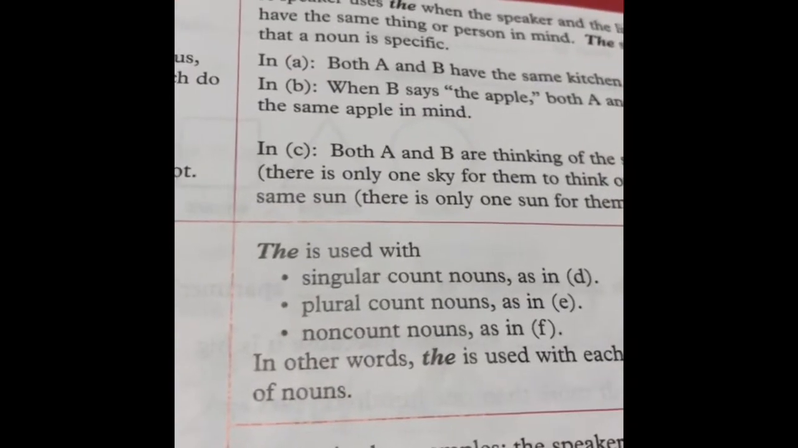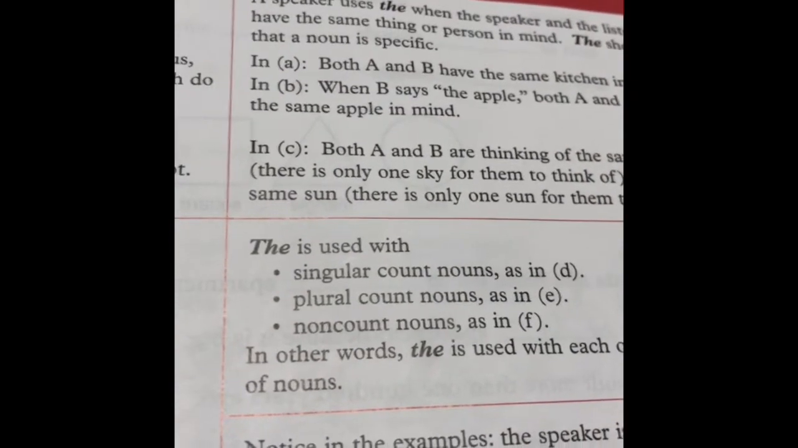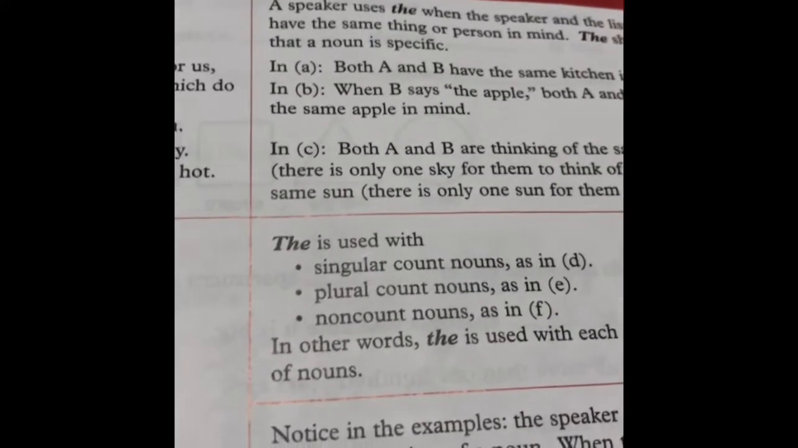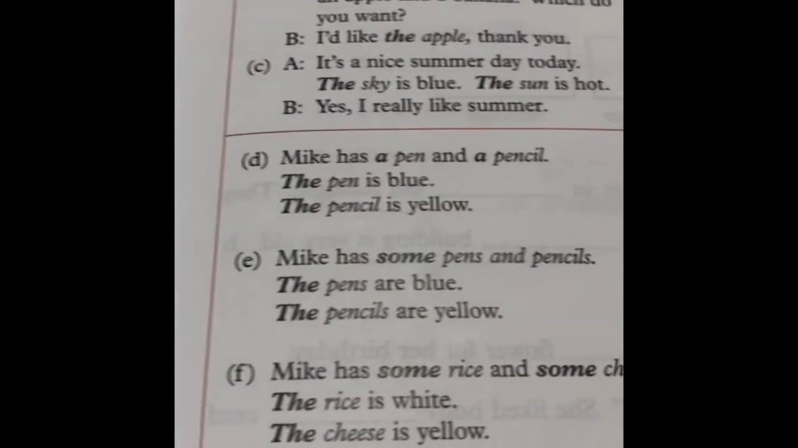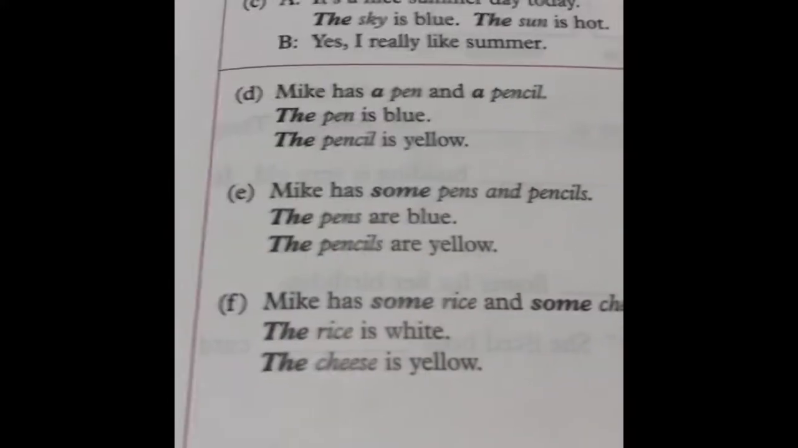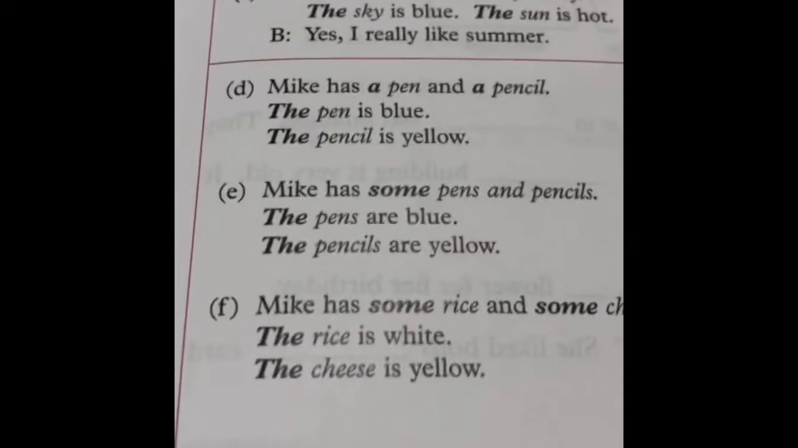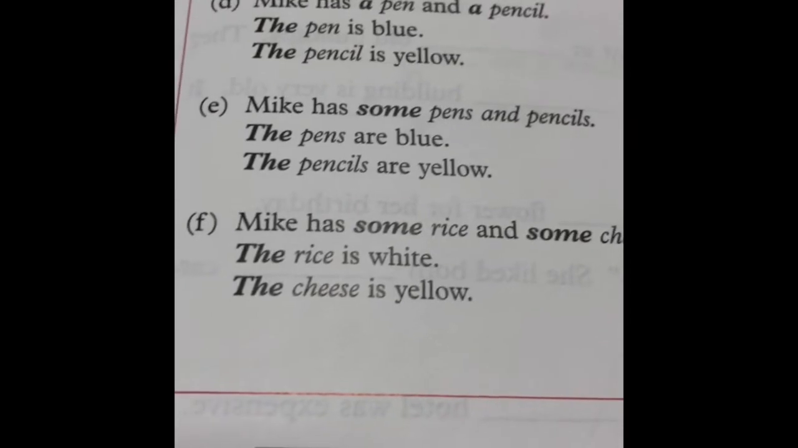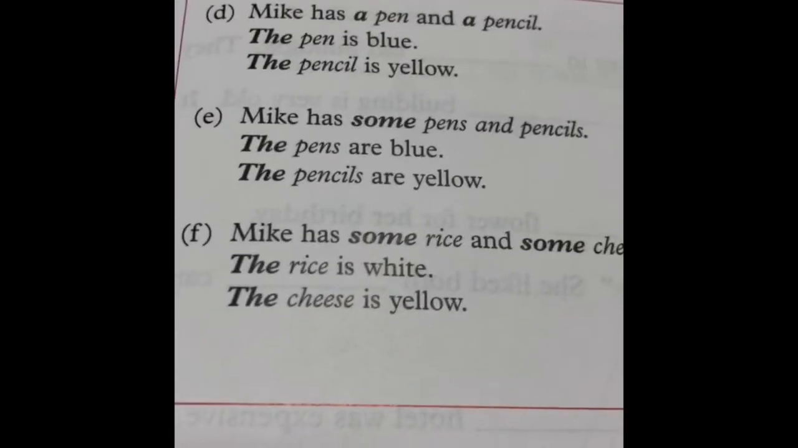The is used with singular countable nouns مثل المثال الأول, with plural countable nouns مثل المثال الثاني, the pencil is yellow, and with non-countable nouns. Mike has some rice and some cheese. The rice is white. The cheese is yellow.